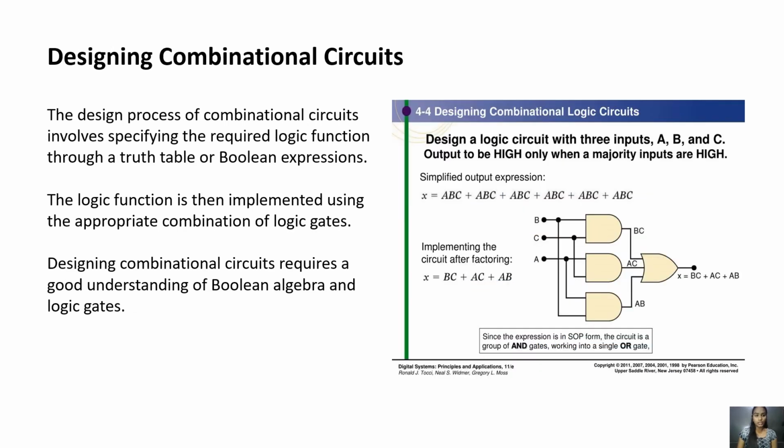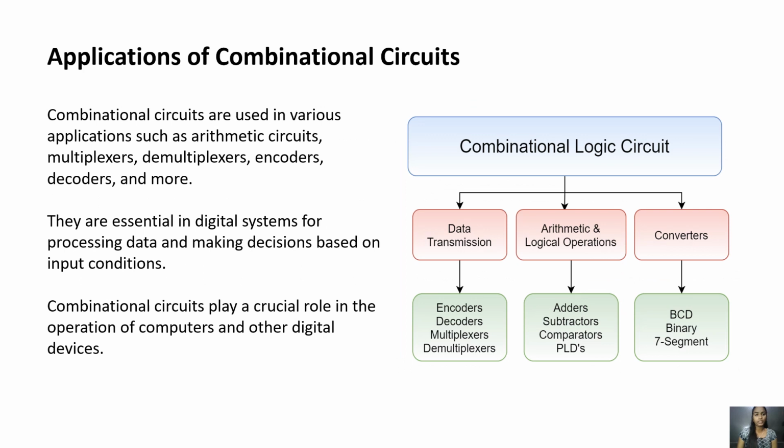Designing combinational circuits. The design process of combinational circuits involves specifying the required logic function through a truth table or Boolean expressions. The logic function is then implemented using the appropriate combination of logic gates. Designing combinational circuits requires a good understanding of Boolean algebra and logic gates.